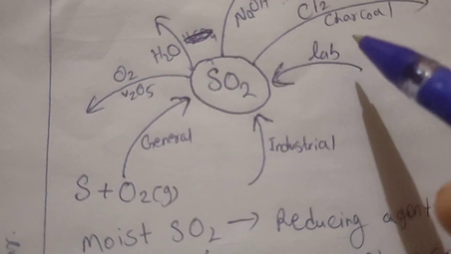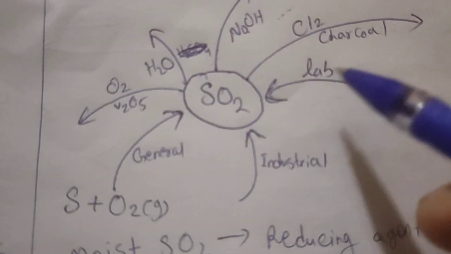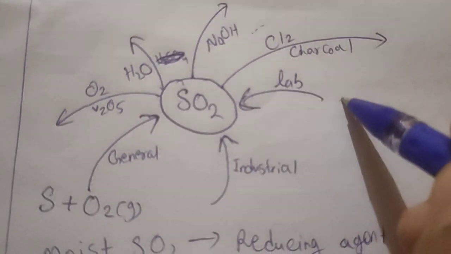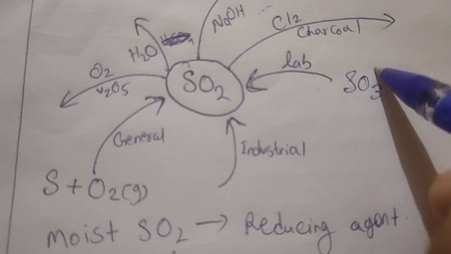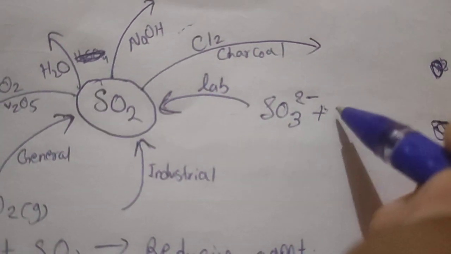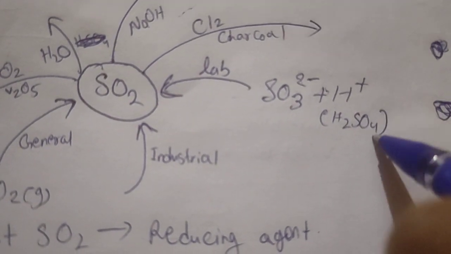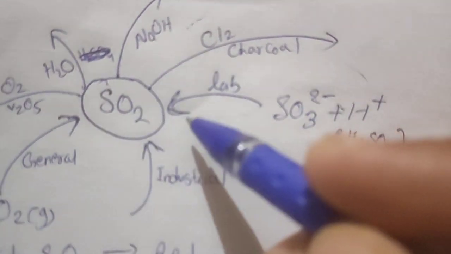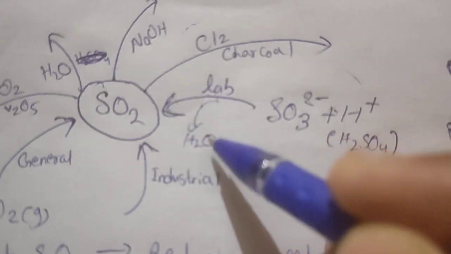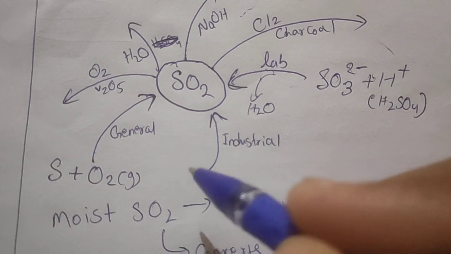Now lab method. What is the lab method? It is readily formed by treating sulfites with dilute sulfuric acid. Now what are sulfites? These ions, SO3 2 minus, which when reacted with H plus from H2SO4, you get SO2 plus H2O. Water is also removed out from here. Industrial method is from ores, and especially the sulfide ores.